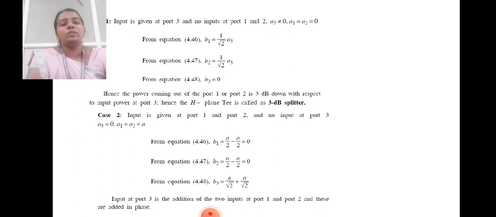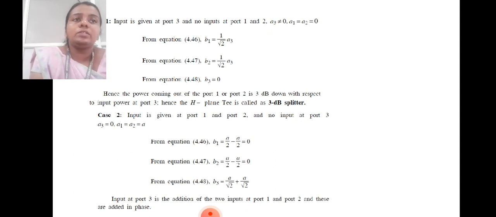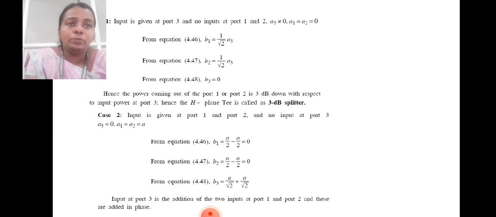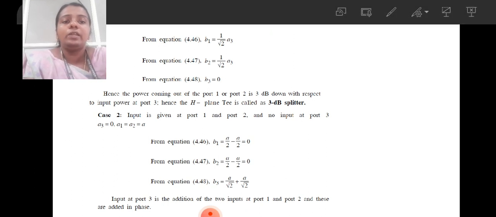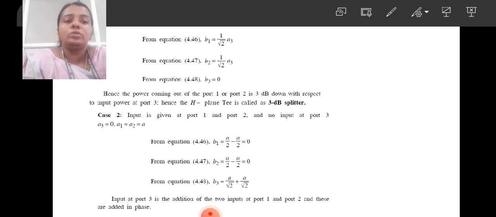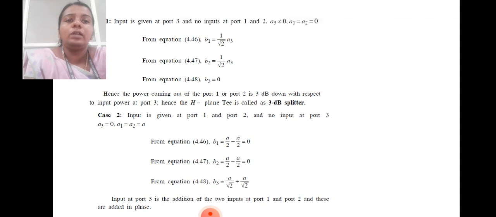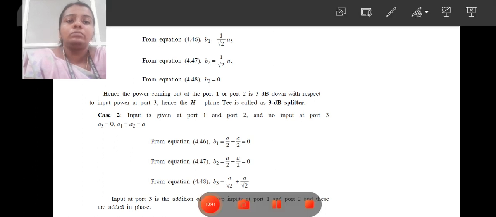So in this class we have seen the power dividers, 2 power dividers, that is the E-plane and H-plane T. We have seen the working principles of these 2 power dividers, and also the analysis by using the scattering matrix. We have analyzed the scattering matrix for the E-plane and H-plane T. So this is all for this class.